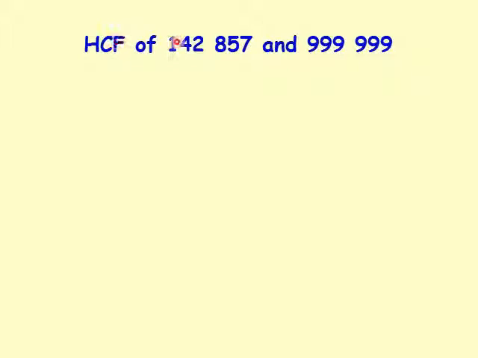Let's use some examples of numbers we have already run into in one form or the other. We ran into 142857 and 999 before. Let us see if we can find a common factor, the highest common factor in fact. What's the HCF of 142857 and 999? So we'll use all the shortcuts we can think of.